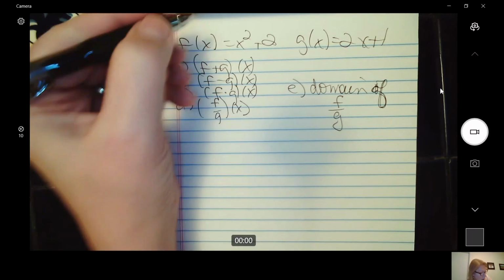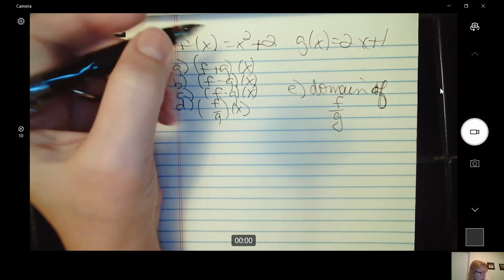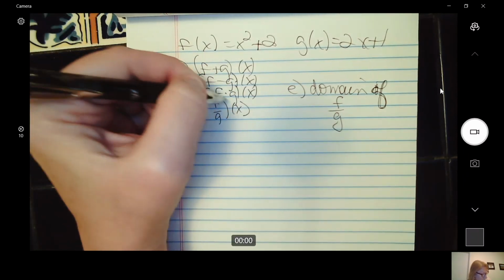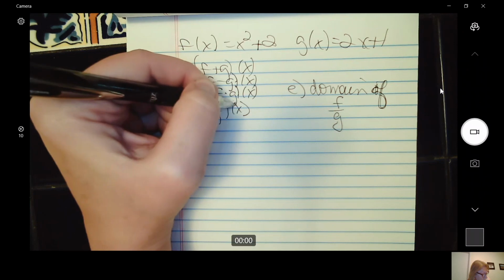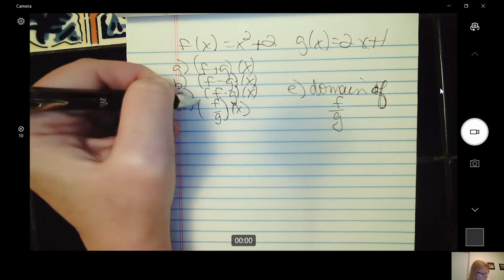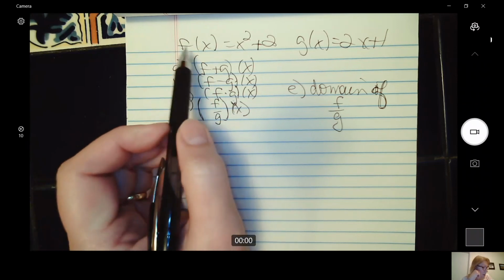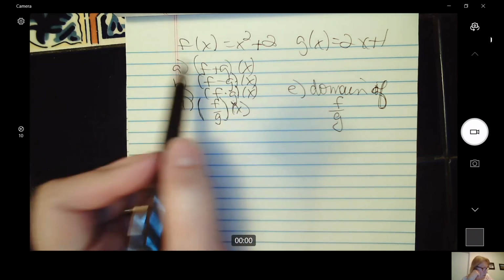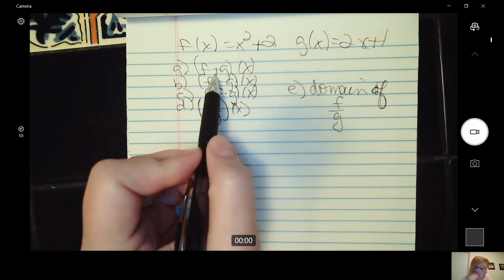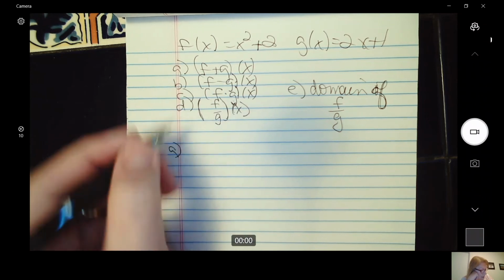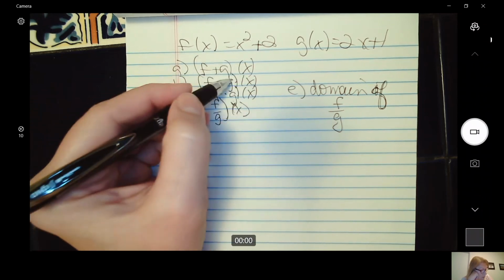All right, so this combination is just a shorthand notation, because math people are lazy. We don't like writing stuff out over and over. So rather than writing out the parentheses all the time, we just write the names of the functions and what we want to do with them. So in part A, it says f plus g of x. It means just what you think it is.